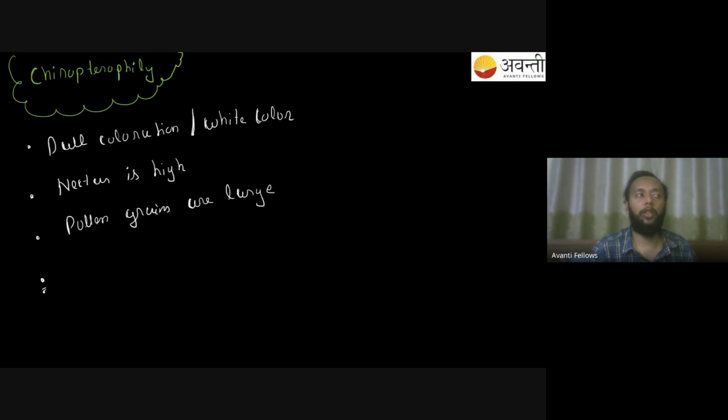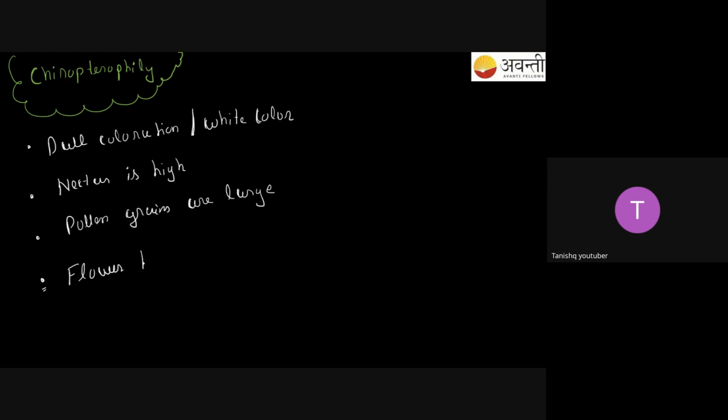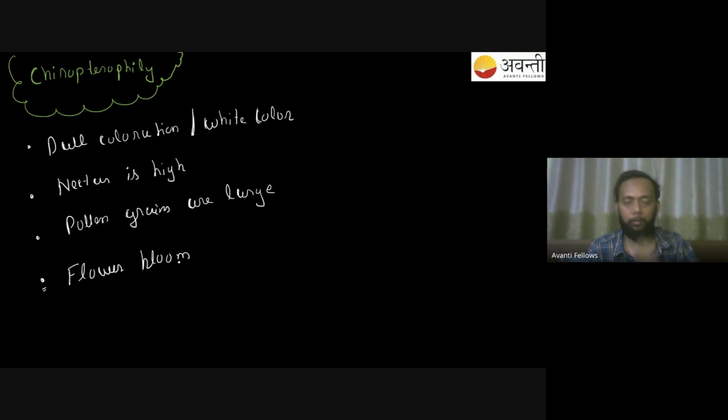And generally these flowers are going to bloom at night, because the bat is active at night, right? So the majority of the flowers bloom at night. In ornithophily, the flowers bloom during the daytime. Okay, and these flowers are going to be large in size as well. So they are basically dependent on bats for pollination.